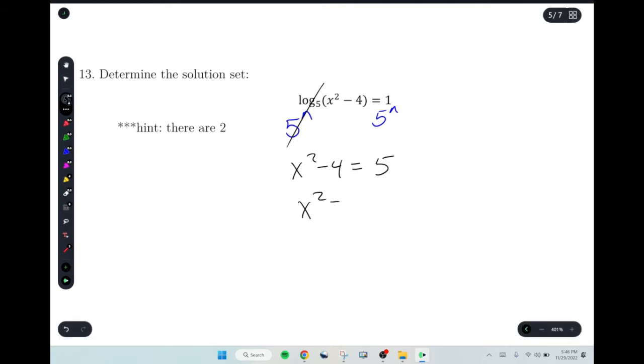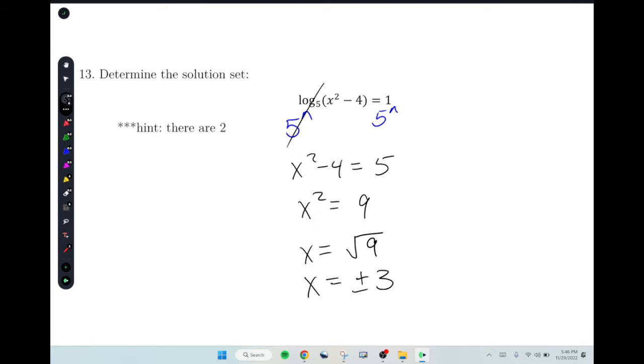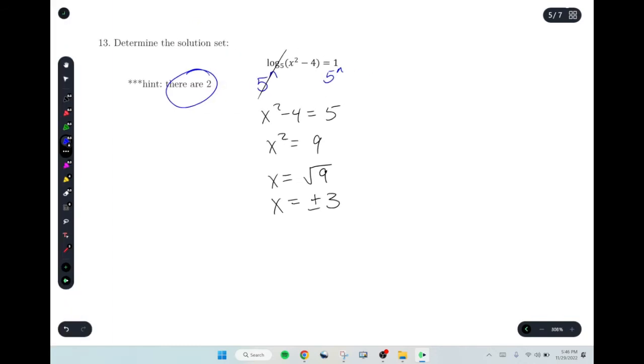So that means x squared equals 9. So that means x equals. Look at the dang hint. Plus or minus 3. And you know what I need to do? To check and see if there's actually 2? Actually plug it in and see, is this possible? So we've got the log base 5 of 3 squared minus 4 equals 1. That's the log base 5 of 9. Oh, look at that. That makes sense, doesn't it?